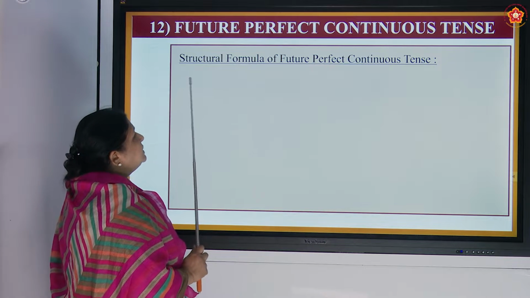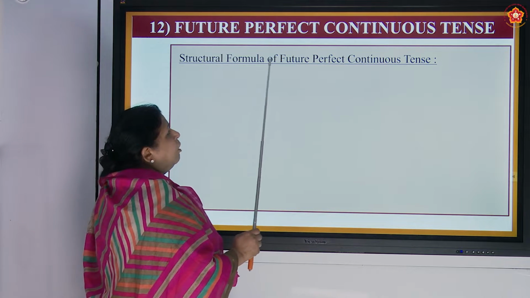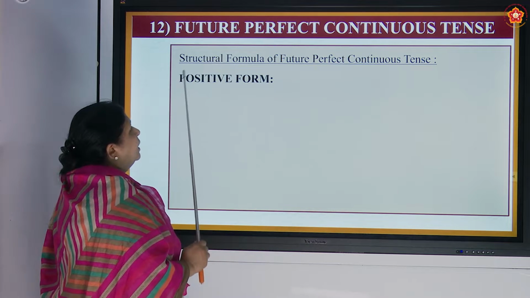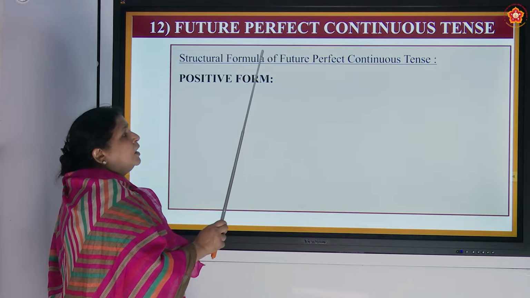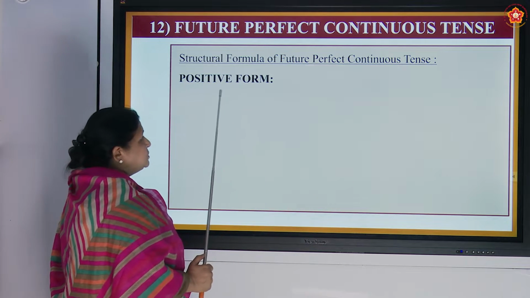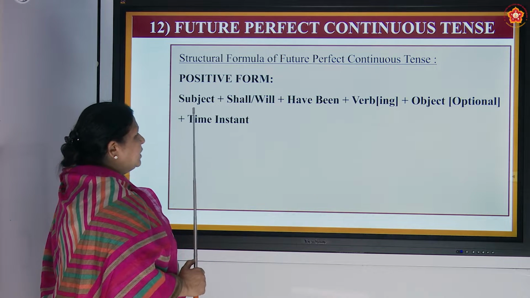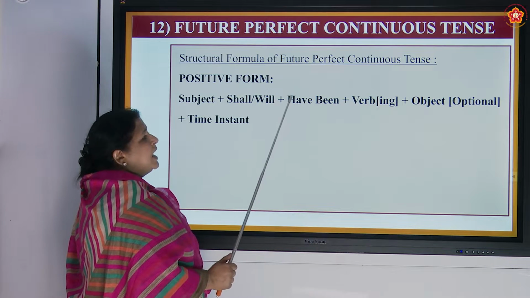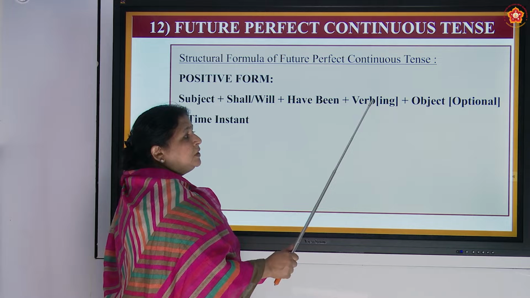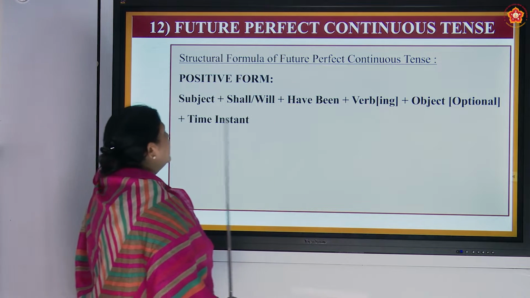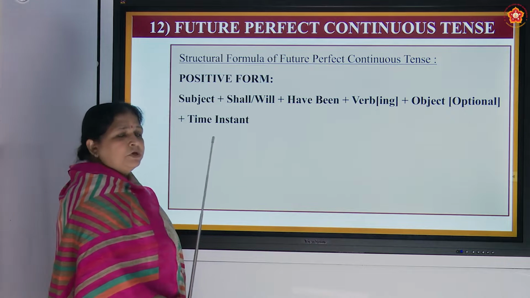Now, we'll see the structural formula of future perfect continuous tense. Positive form. Okay? Subject plus shall or will plus have been plus verb in the ing form plus object, which is optional, plus time for instance.